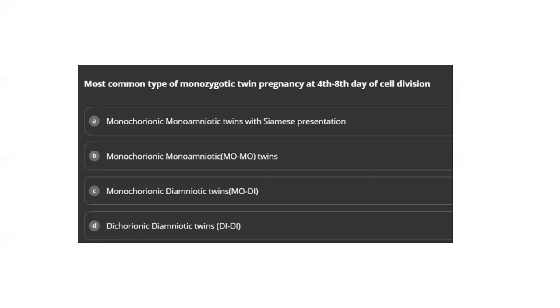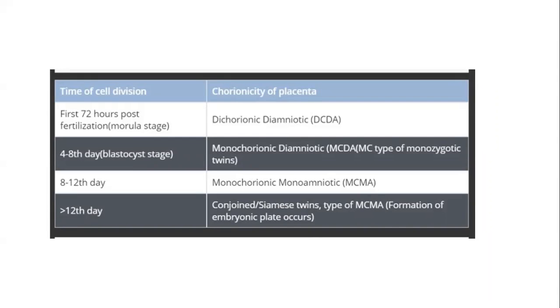I hope everybody got the answer by now, right? Because we have made a very good mnemonic, it should not be wrong. Again, the table is here, you can see. First 72 hours means 1 to 3 days, 4 to 8 days, 8 to 12 days, or 8 to 13, you can say, or more than 13 days. So you can see the mnemonic here also, Didi, then Modi, then Momo, and then Siamese twins, conjoined twins. So you can see how easy it is now. 1 to 3 days, 4 to 8 days, 8 to 12 days, or more than 12 days, as you can see here. So just remember the sequence, Didi, then Modi, then Momos, and then conjoined twins, right?